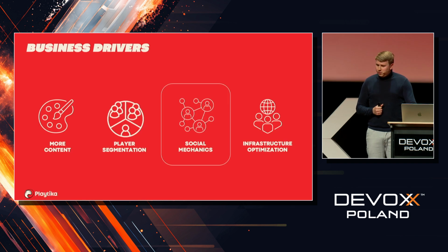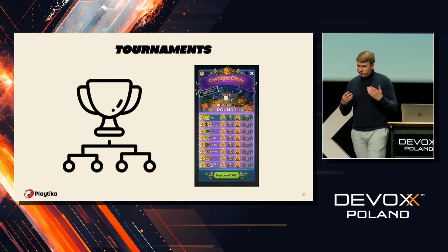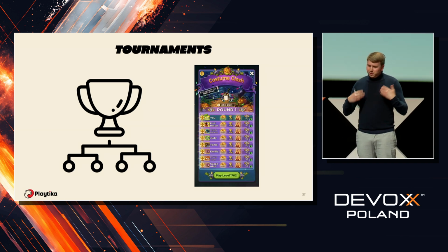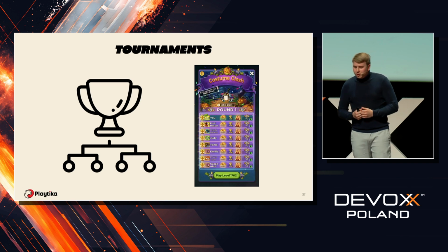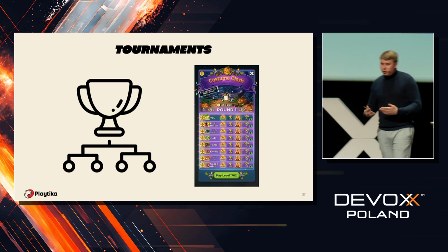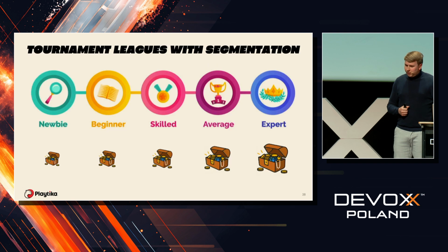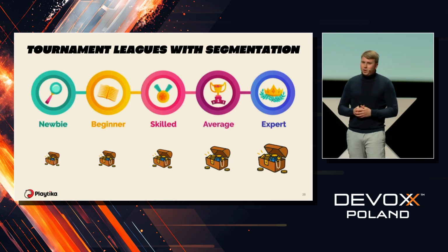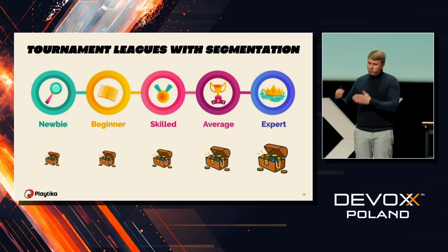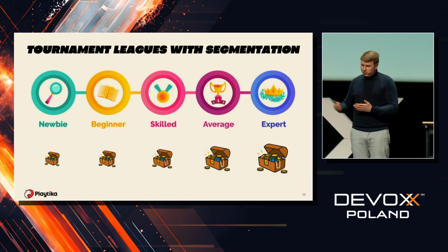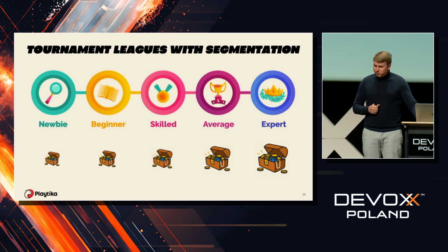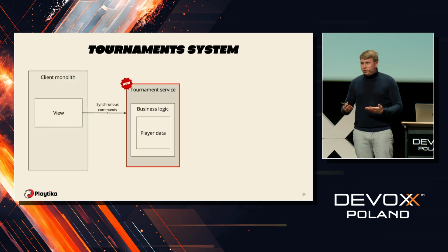So another feature is the social mechanics, especially the tournaments. Social mechanics is a pretty powerful tool to engage the players in the game. People like to compete with each other, people like sharing results with their friends. And tournaments are done using segmentation. If you are a beginner player, it's not interesting for you to compete with very expert players, right? And vice versa. And we could also get different rewards if we participate, if we win different leagues. So we started building the tournaments.